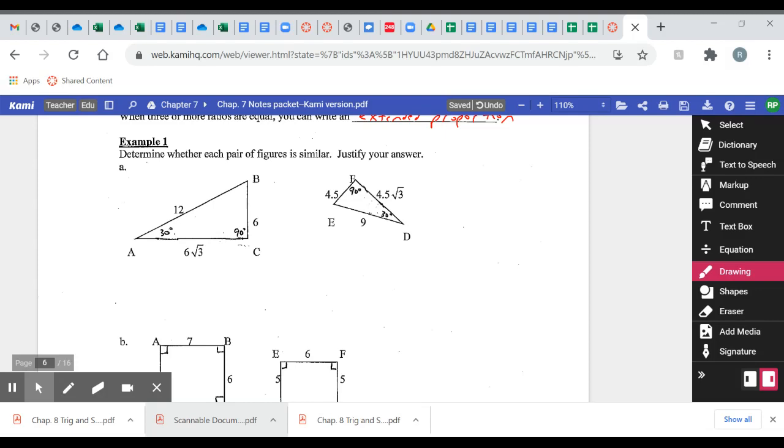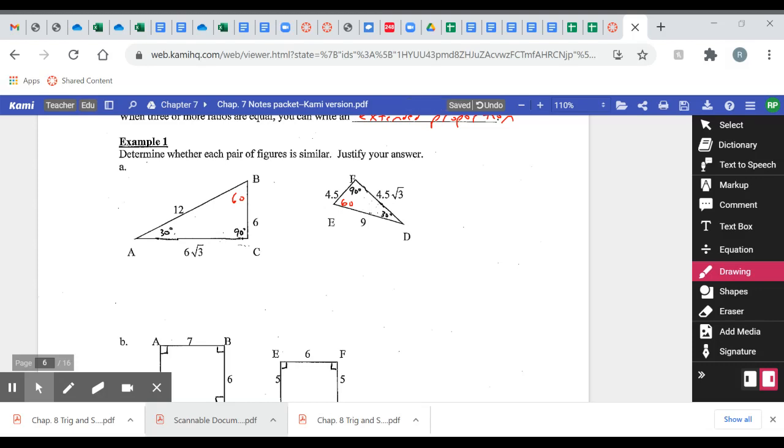So again, similar to what we were doing on the other side. But it also says justify your answer. So we need to put into words a reason for that as well. So in this particular case, I can see if I have a 90 and a 30, if I add those up and subtract from 180, I get 60. And 90 and 30, add them up, subtract from 180 and get 60. So I can already see my corresponding angles are congruent.